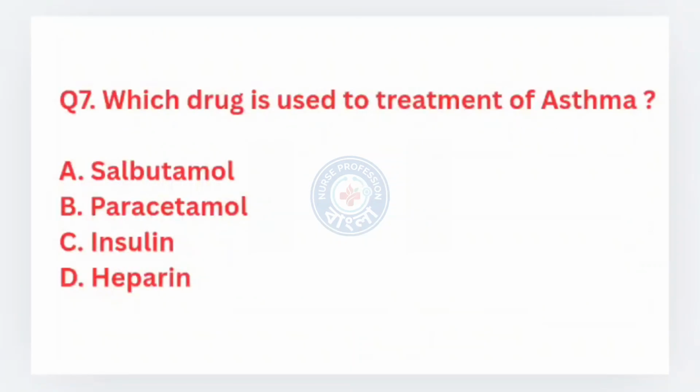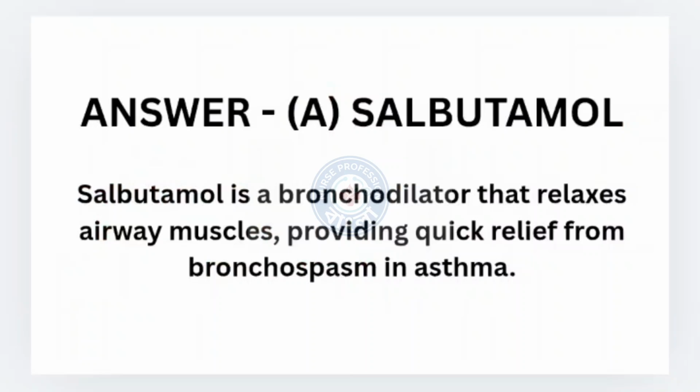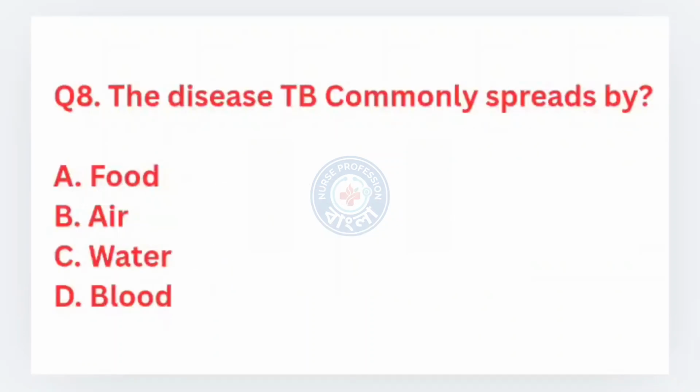Seventh, which drug is used for the treatment of asthma? Salbutamol, paracetamol, insulin, heparin. Answer, salbutamol. Salbutamol is a bronchodilator that relaxes airway muscles, providing quick relief from bronchospasm in asthma.